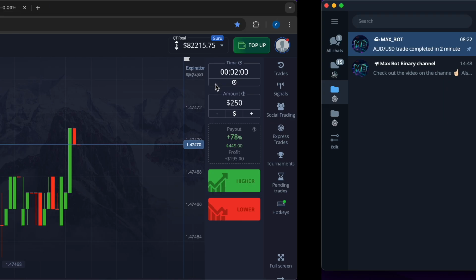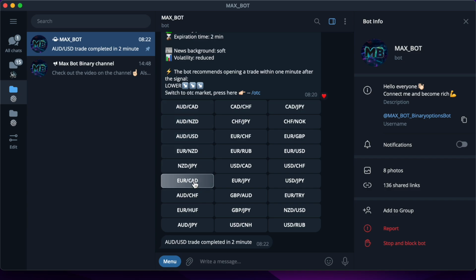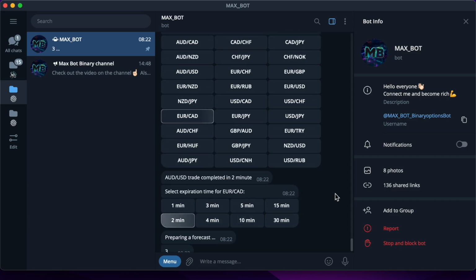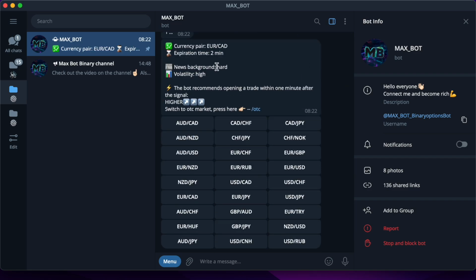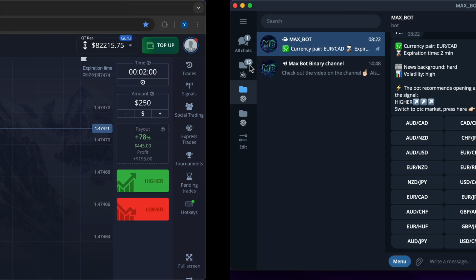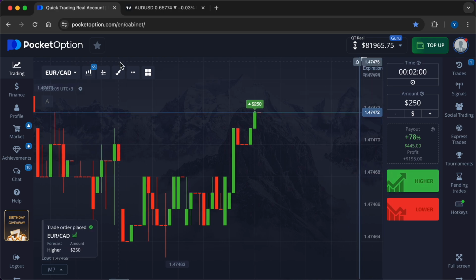The bot reads the situation lightning fast and gives a signal. Its analysis is accelerated with the help of neural networks. So, the forecast is higher. Volatility is elevated, news background is also high.